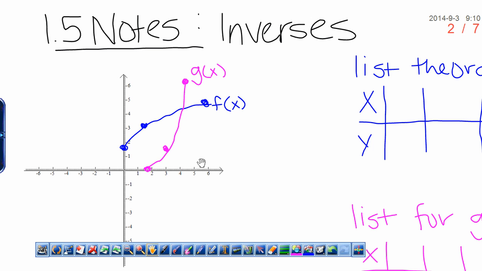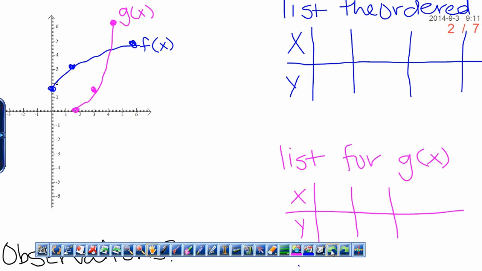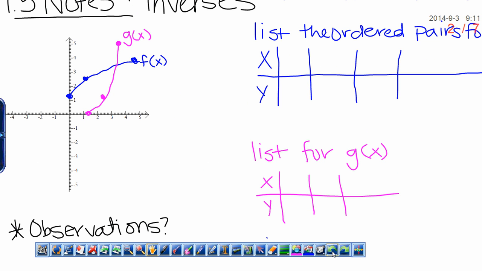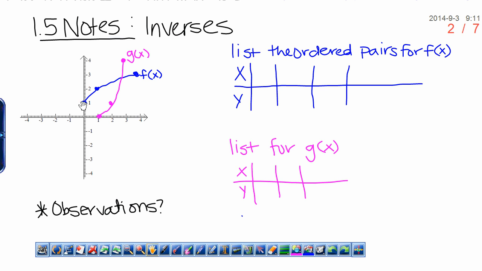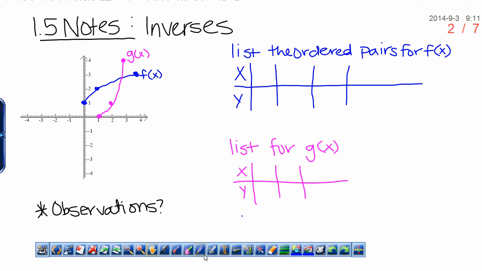Okay? F of x has points 0, 1, 1, 2, and 4, 3. So let's go ahead and fill in that table. 0, 1, 1, 2, 4, 3.